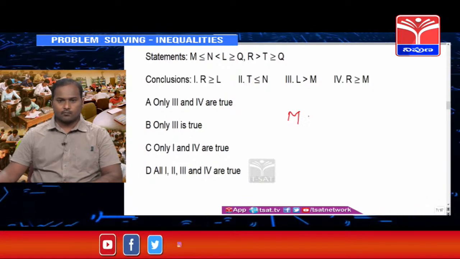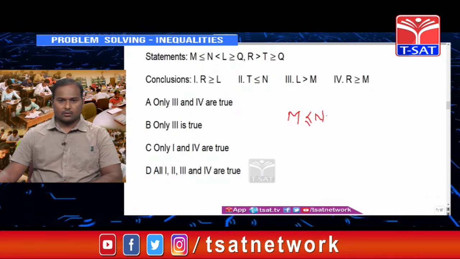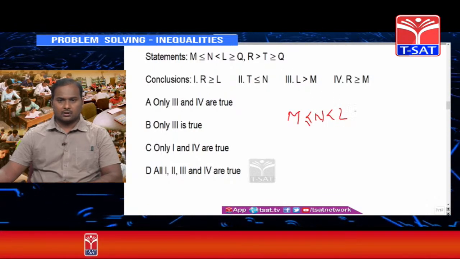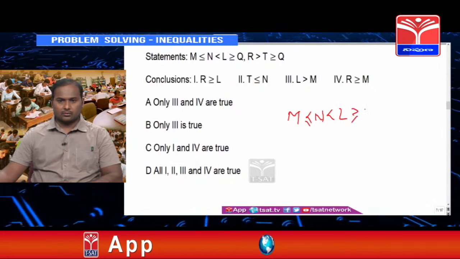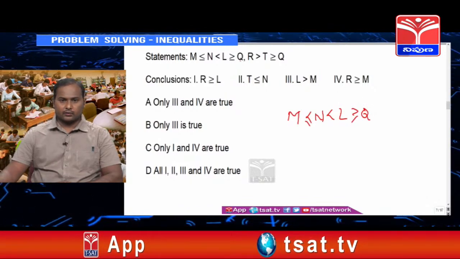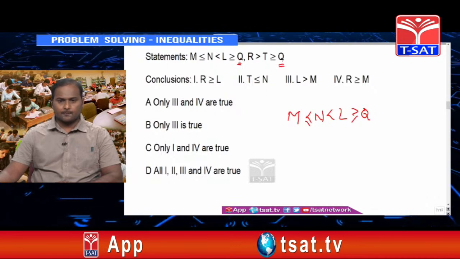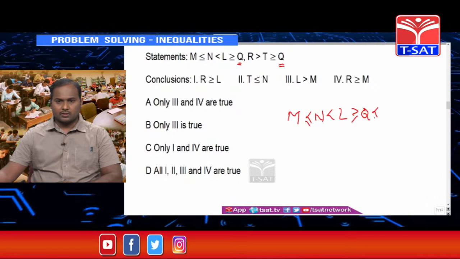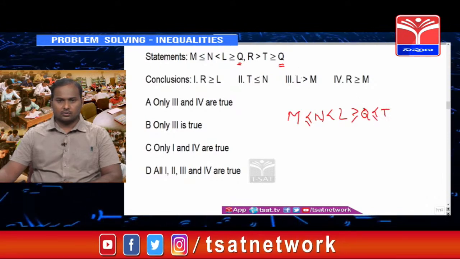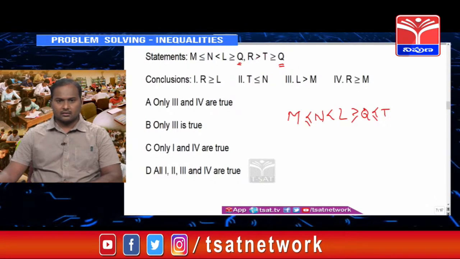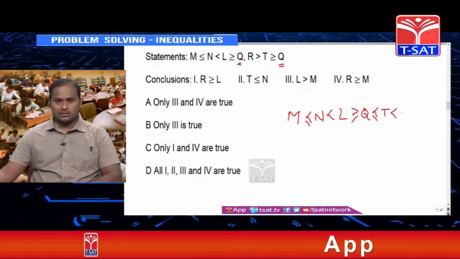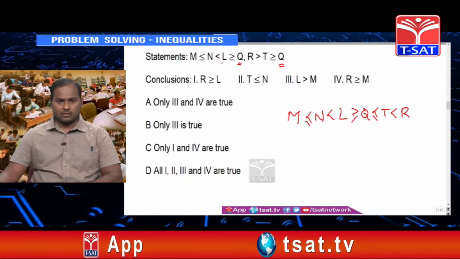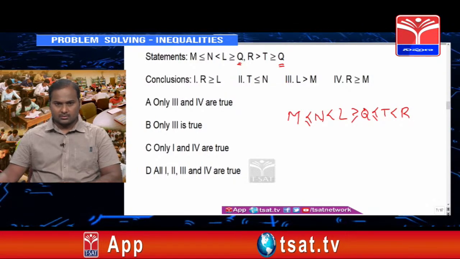So M is less than or equal to N, N is less than L, L is greater than or equal to Q. See here Q. Now you start from here Q. Now Q is less than or equal to T, and T is less than R. So just T is less than R. You convert these two statements into a single statement.